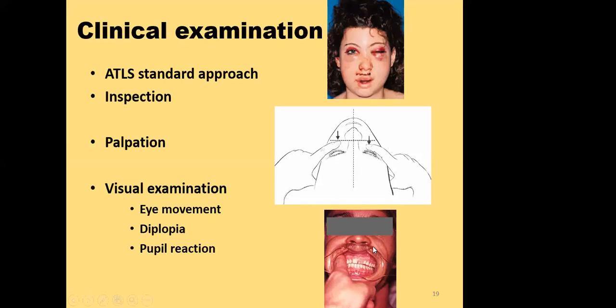So you can see, is there a distortion in the margin of the maxillary complex? It is supposed to be continuous from the infraorbital rim to the zygomatic arch. But if you find a distortion, one side may be normal and the other side may not be normal.